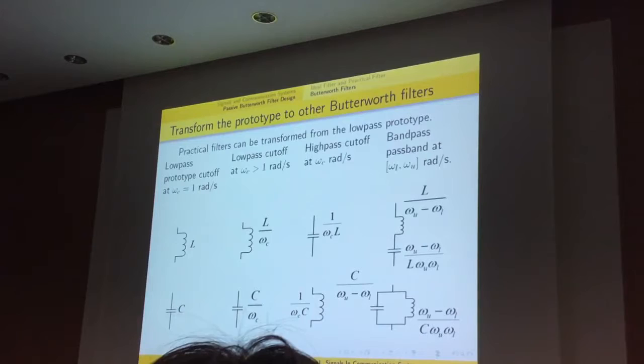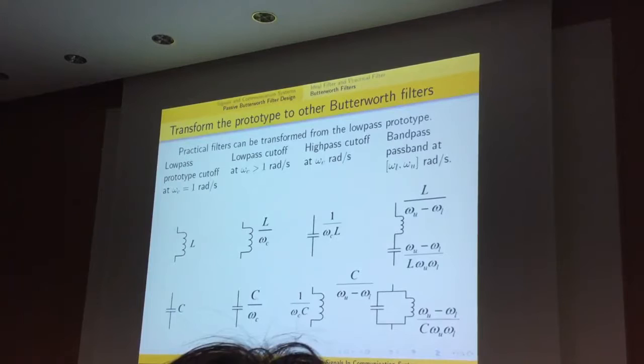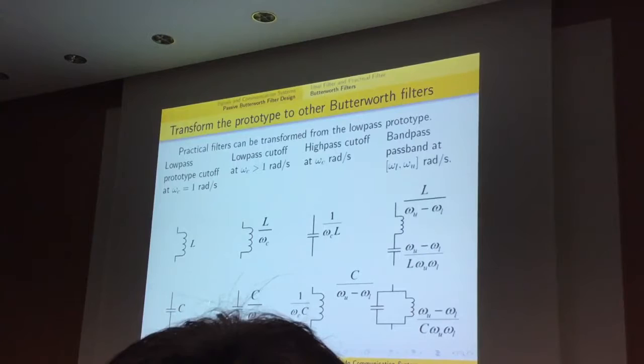Because the prototype has a cutoff frequency of 1 radian per second, which is a very low frequency and actually not very useful. In practical cases, we may need a cutoff frequency of 4 kHz, 100 kHz, and so on. So in a practical case, this omega C cannot be 1 radian per second anymore. To design such a practical low pass filter, I start from a low pass prototype first. Then I can pick out this L and C for the low pass prototype. Next step, I need to map this L and C to a practical case.